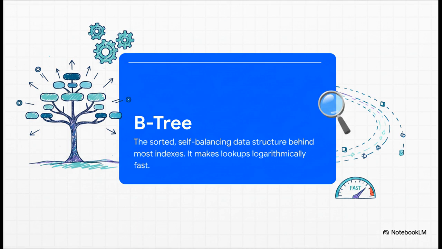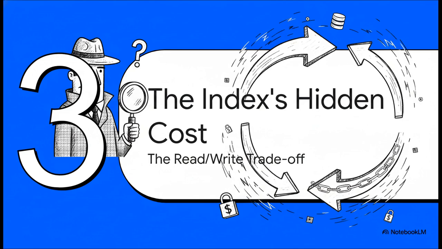It's pretty amazing. But hey, this is a detective story, and every hero has a weakness, right? This incredible speed boost for reading data doesn't come for free. There's a hidden cost, a classic trade-off that every single developer needs to understand.